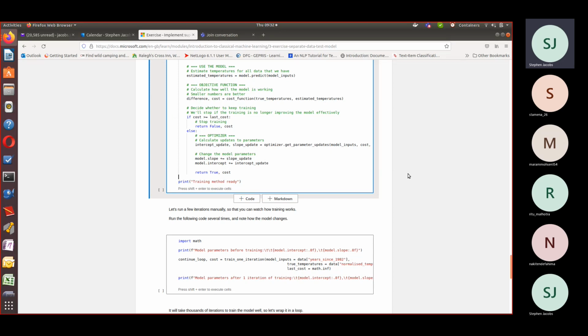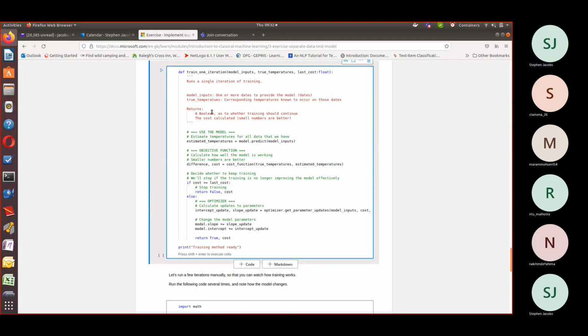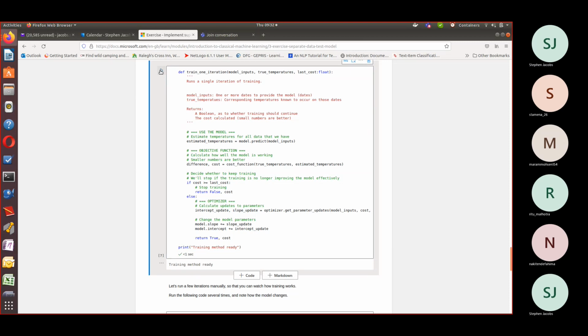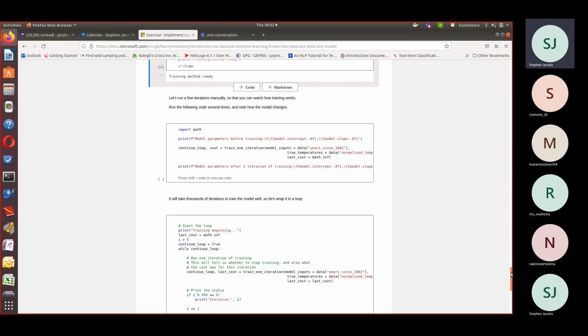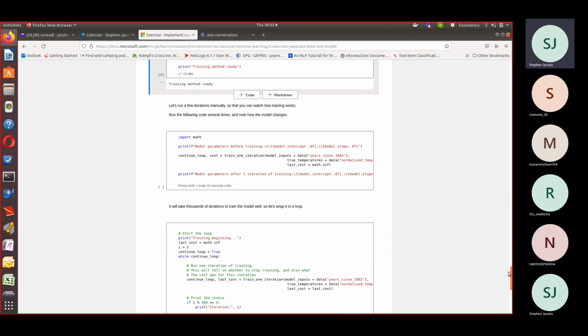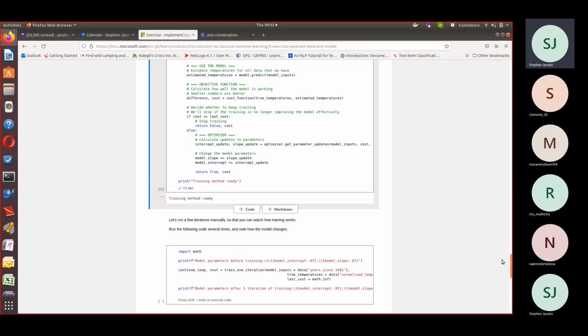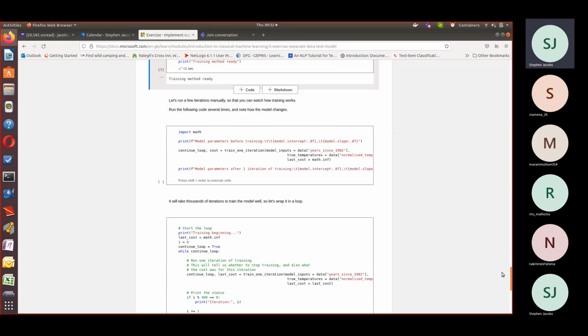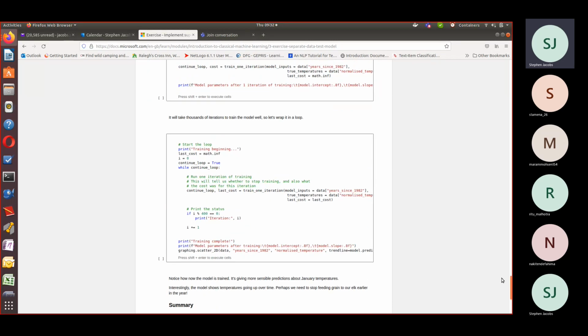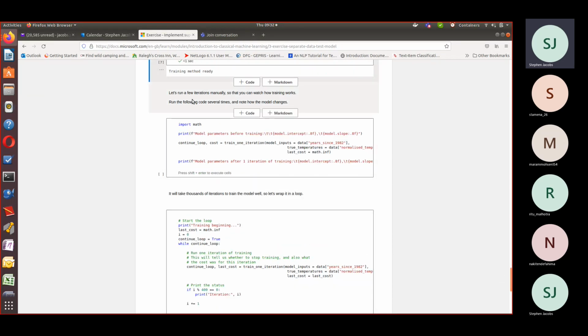So let's run this. And then, of course, we played around with it manually. Maybe we can run the loop, because here something has to call this function. Yeah, that's next, I think, running the loop, isn't it? Yeah. So that simply says that the training is ready, which means we've been able to update. We've not got any data to update it from as yet. So the first estimate is going to be the same. And now we run a few manual iterations so that you can watch how the training works. Run the code following several times and show how the model changes.